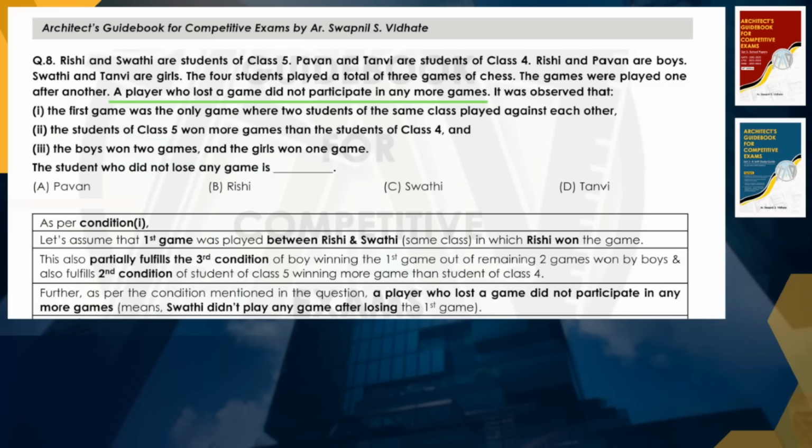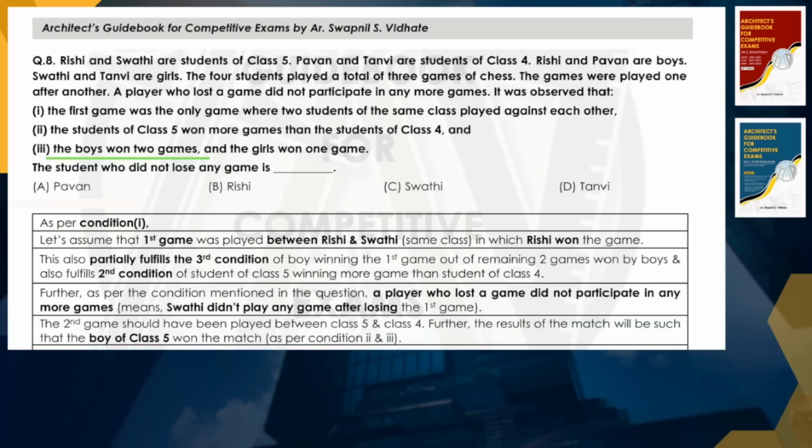Now, further, it is mentioned in the question that the player who lost a game did not participate in any more games. That means if Swati has not won the game against Rishi, she cannot participate in any other game, right? So as per our assumption, Swati didn't play any game after losing the first game against Rishi, right? Now, the second game, we will assume that it should have been played between class 5 and class 4, right? Because it is mentioned that students of class 5 won more games than students of class 4. And in total there were 3 games, right?